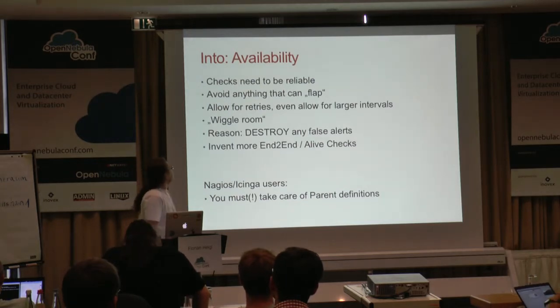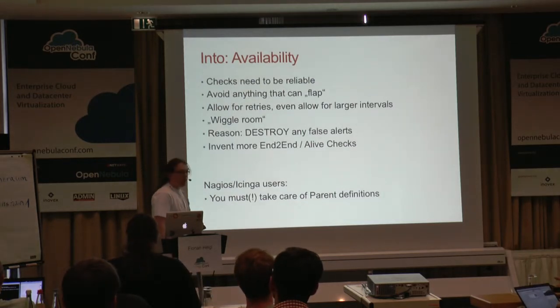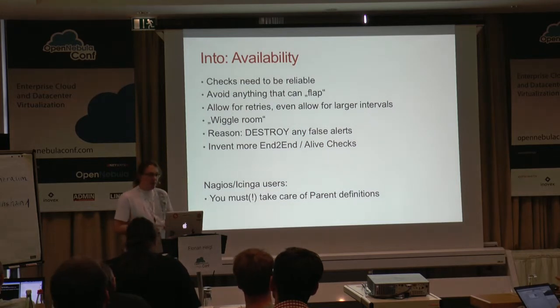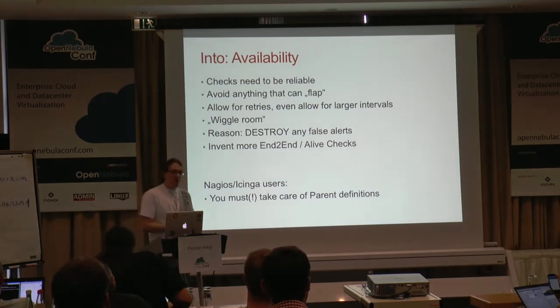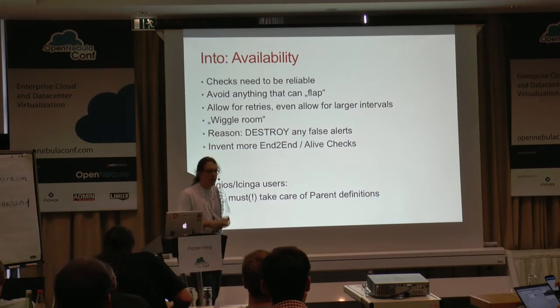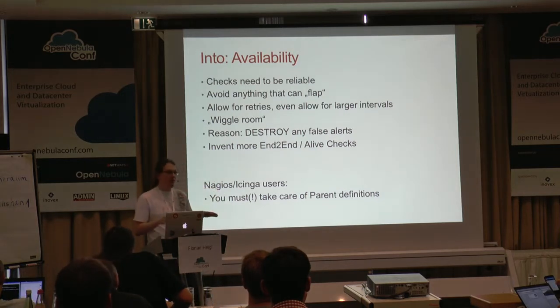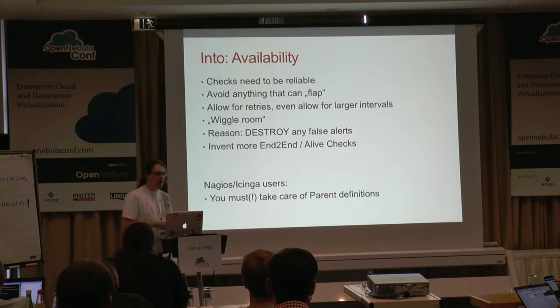Okay, the next topic is about availability. I already mentioned it. I want reliable checks. Any moment I look at my monitoring, I really want to see the truth. So I don't want flapping. Nagios has flap detection and suppresses stuff for some time. I rather give more retries and so on, so that if I get a notification out of the monitoring, I really know the server's down, even if it takes me 5 minutes to get the info or something.